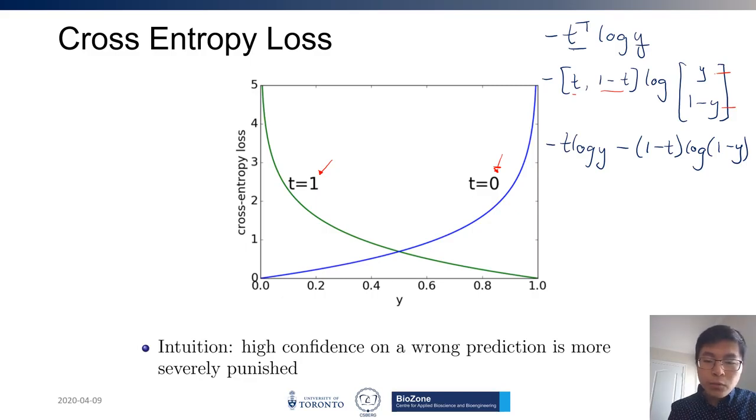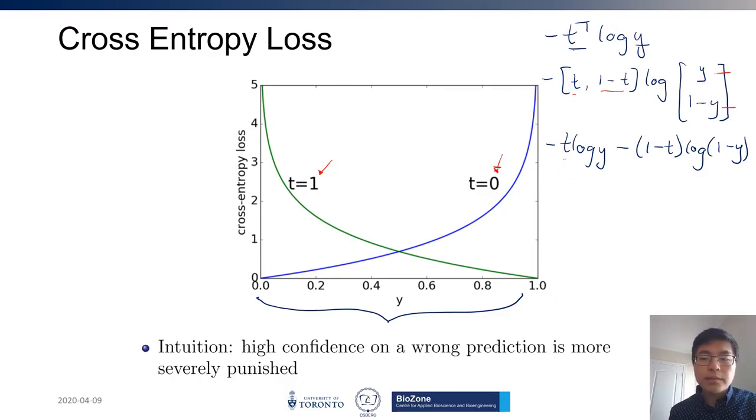So y can change all the way from 0 to 1. Remember, that's like a probability output of your model. t can be either 0 or 1. It's discrete. So that's why this is pretty convenient: when t equals 0, this term goes out, and when t equals 1, the other term goes out and this term stays. So it's either the first term or the second term exclusively.